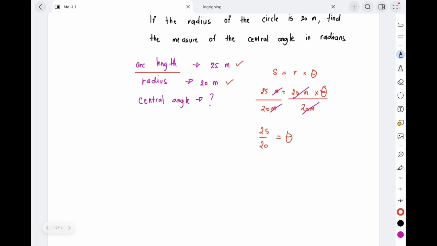And we can actually reduce this value. They are divisible by 5. So 25 divided by 5 is 5, and 20 divided by 5 is 4. So 5 over 4 is the value of our central angle. And in decimal, that is 1.25 radians. It's because it is mentioned here that the angle should be in radians. So 1.25 radians, and this is the final answer. So I hope that is clear.